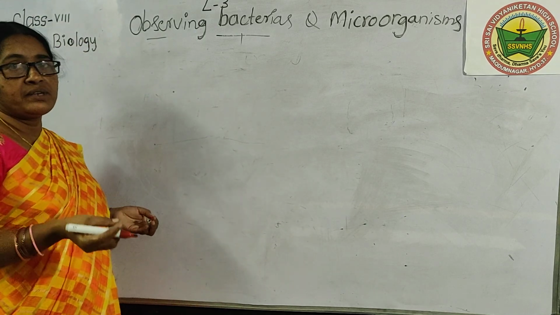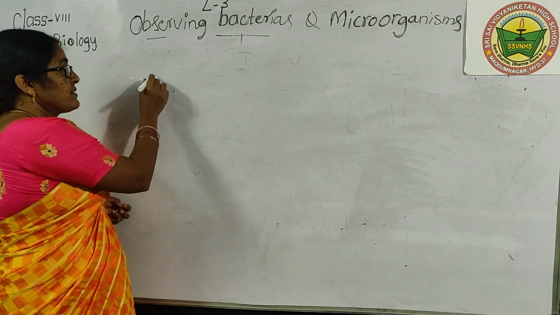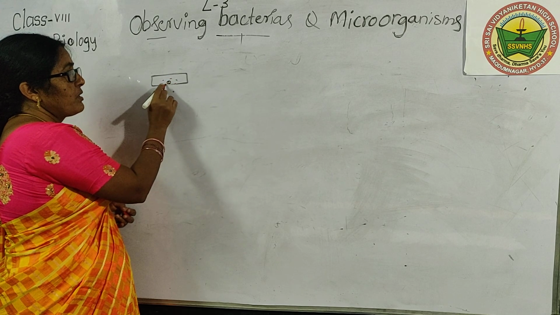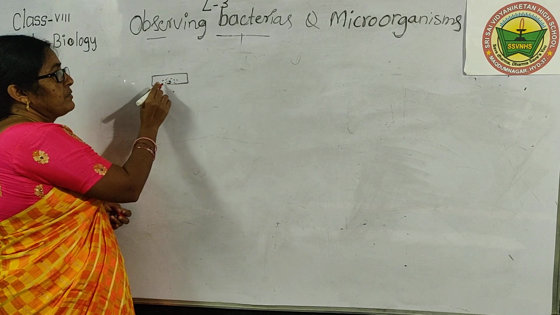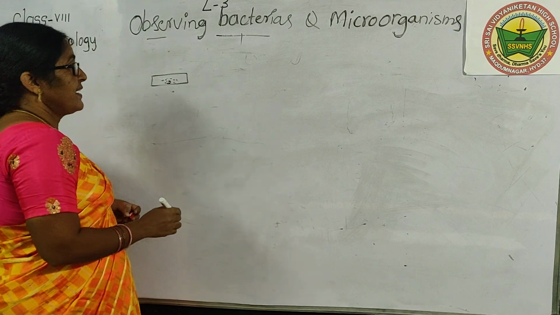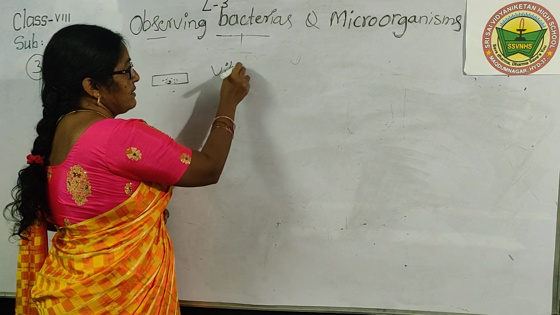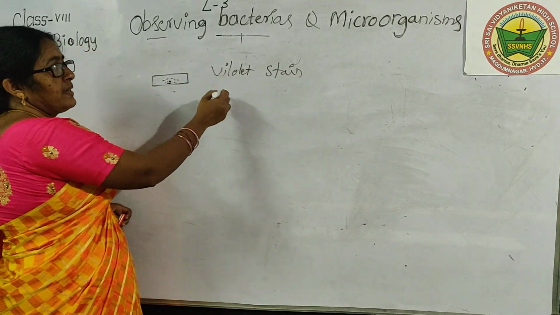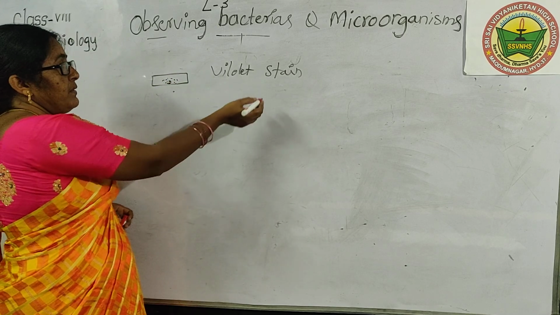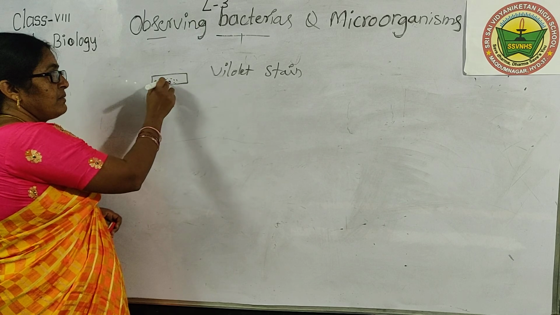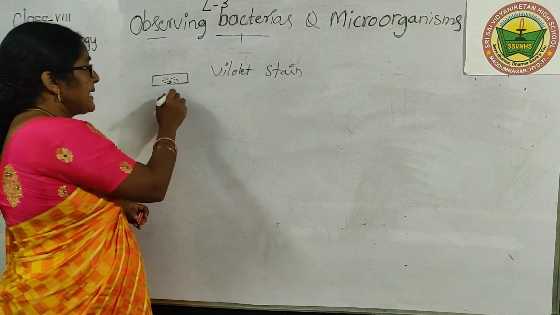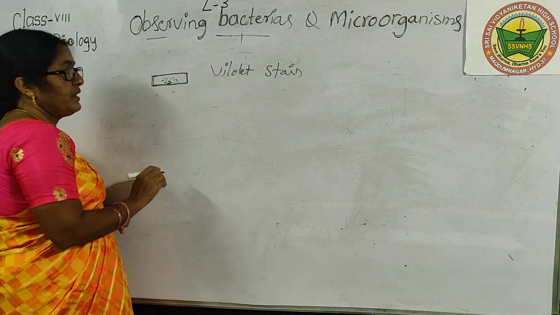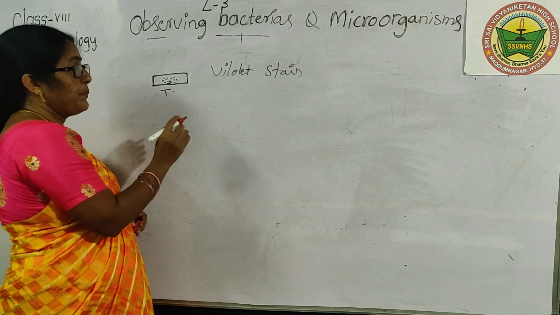First you take some quantity of curd, a pinch of curd, and keep it on a slide and spread it over the slide. Afterwards, you add some color stain, violet color stain, a drop like that. That violet stain is added to the curd. Whenever it is added to the curd, it spreads all over the slide. Is this a temporary slide or a permanent slide? Temporary slide. Whenever prepared at that time, they are temporary slides.